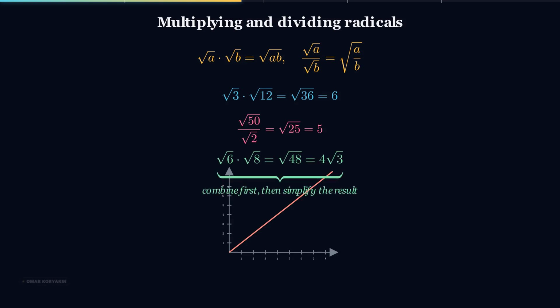The graph below shows a sanity check on the product rule. The square root of x times the square root of x equals x. A parabola squared by itself becomes a straight line. The two functions overlap exactly, confirming the rule visually.